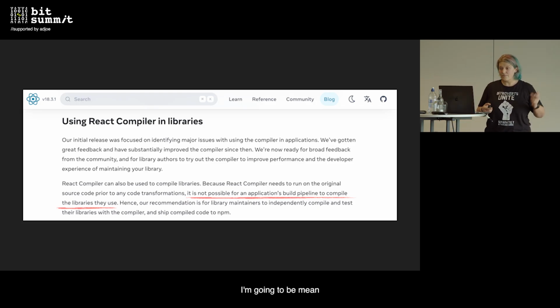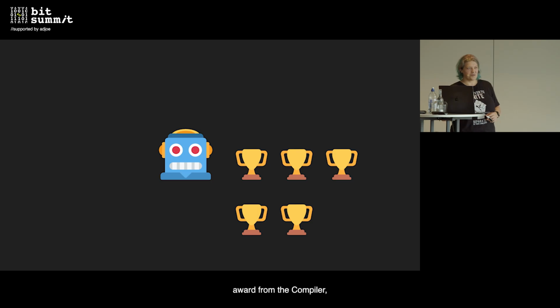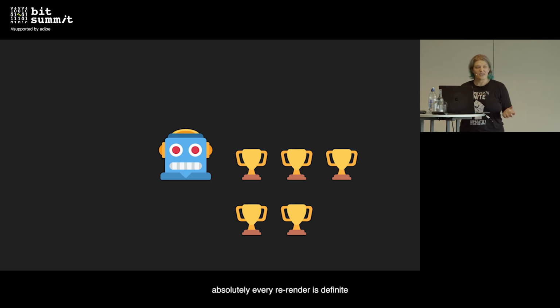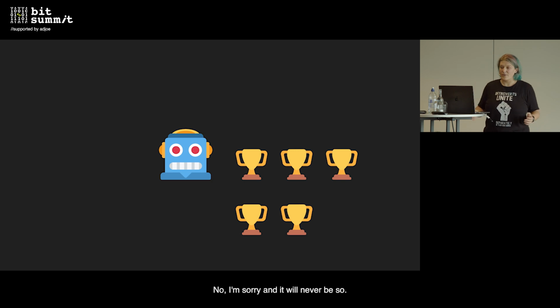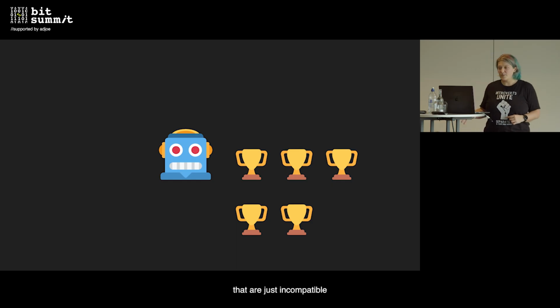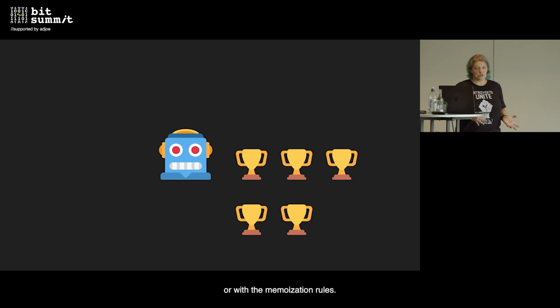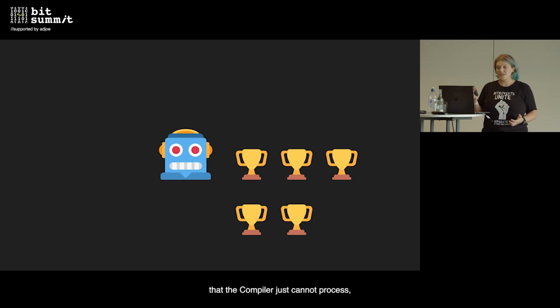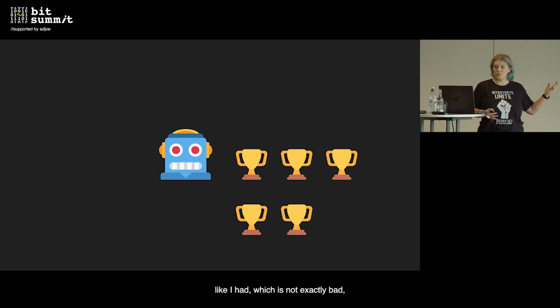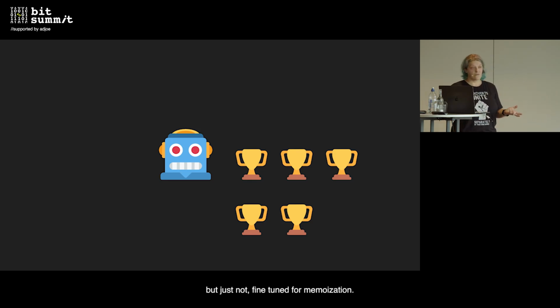I'm going to be mean and just take 1 award from the compiler, because the answer to whether the compiler can catch absolutely every re-render is a definite no. I'm sorry, and it will never be. So there will always be external dependencies that are just incompatible with the compiler or with the memoization rules. There will be some really weird legacy code that the compiler just cannot process. Or there will be code like I had, which is not exactly bad, but just not fine-tuned for memoization.